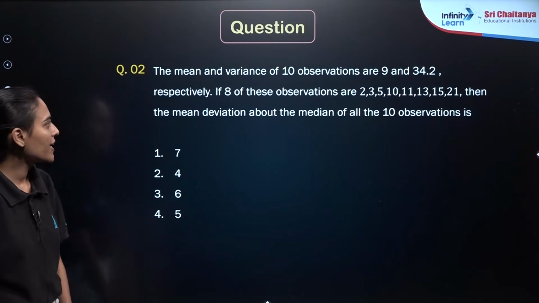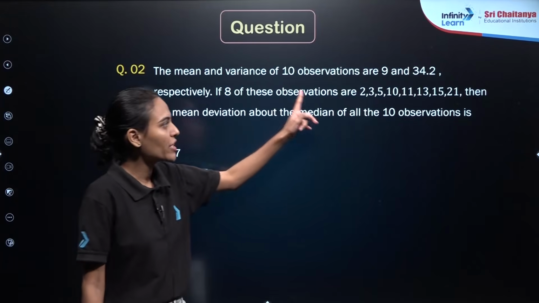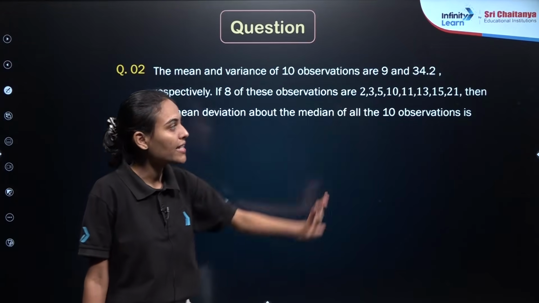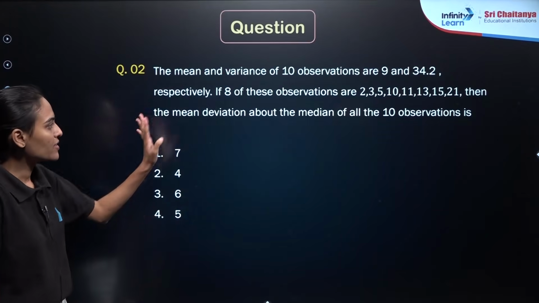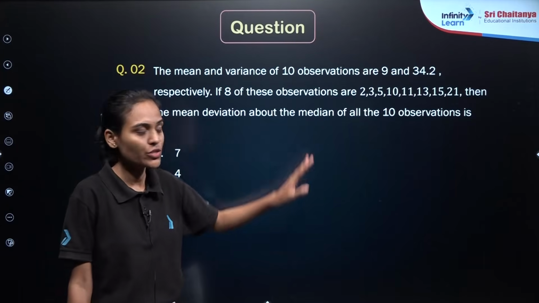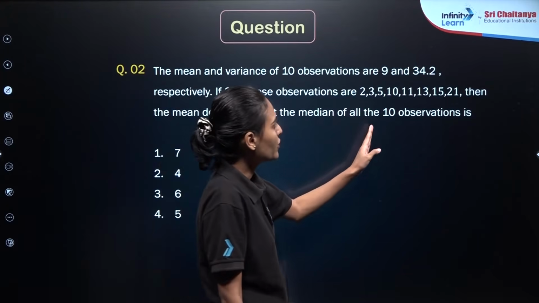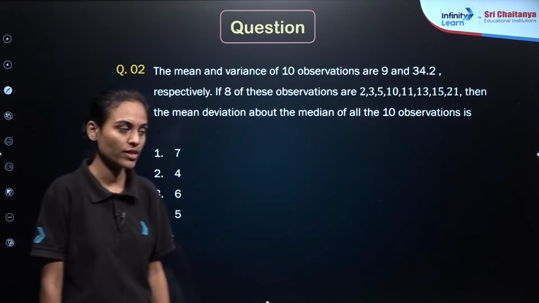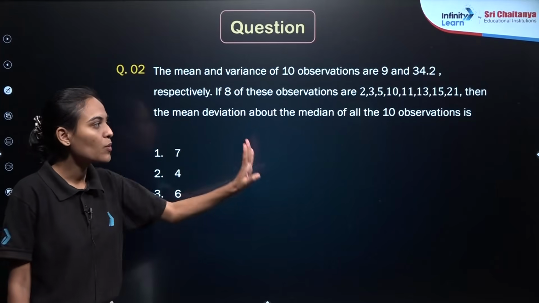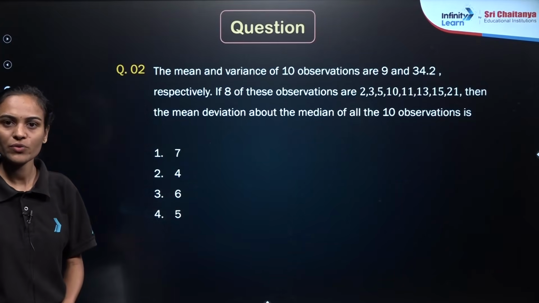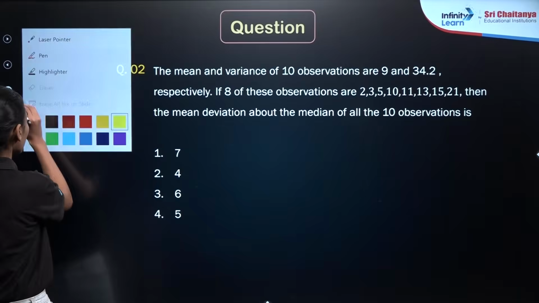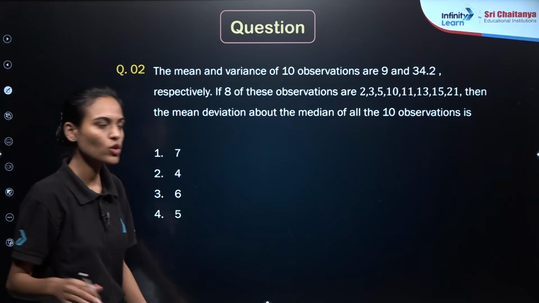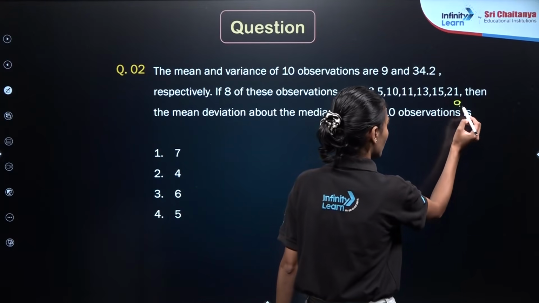In the second question they have given the mean and variance of 10 observations are 9 and 34.2 respectively. If 8 of these observations are 2, 3, 5, 10, 11, 13, 15, 21, then the mean deviation about the median of these 10 observations will be what? So they have given 8 observations. Let the other 2 observations be A, B, right?